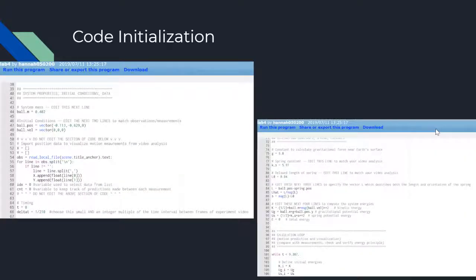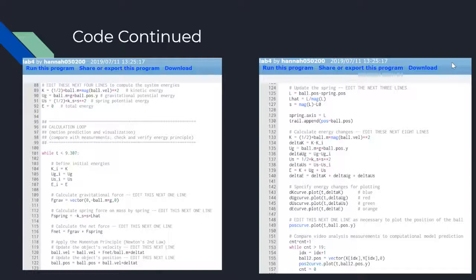The initialization of the code included the mass of the ball and the original position vector. The spring stiffness and the relaxed length of the spring were inserted from the values calculated earlier. The equations for L, L hat, and S were updated to reflect the correct calculations. The system's energies were computed by putting the correct formulas into the Python code.